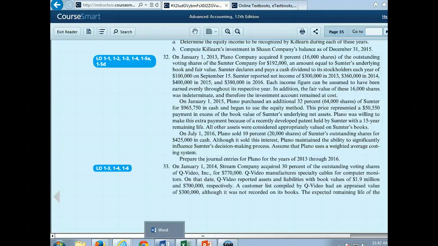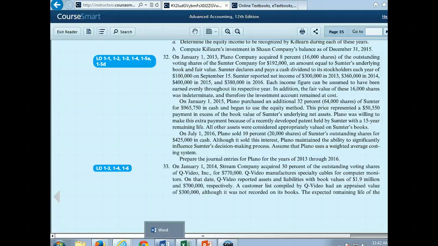So, on January 1st, 2013, Plano Company acquired 8% or 16,000 shares of the outstanding voting shares of the Sumter Company for $192,000, an amount equal to Sumter's underlying book and fair values.